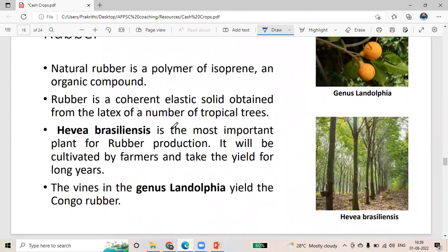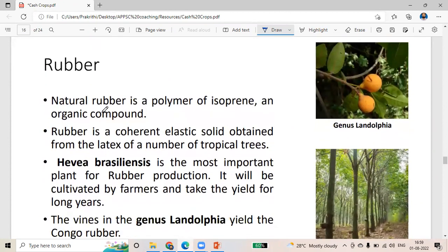Rubber is mainly used; there is synthetic rubber and natural rubber. India is one of the dominating producers of natural rubber, one of the leading producers also. So what is this rubber? Rubber is a polymer of isoprene, an organic compound.